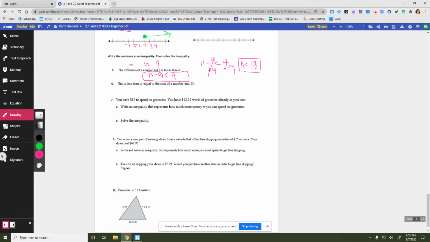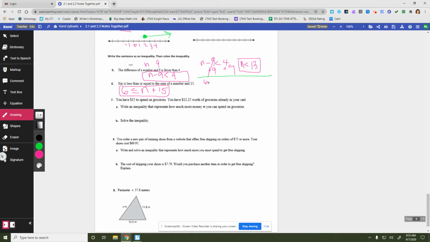The next one says 6 is less than or equal to, so we've got a 6. Less than or equal to means this symbol right here. And so it's less than or equal to the sum of a number and 15. So sum means addition, and some number, which we don't know, so we'll call n, the sum of some number and 15. So there is our inequality right there. So that's the first thing they asked us to do, to write an inequality that represented the sentence. Now maybe I'll make a little border here so that the work doesn't get all mixed up. Now let's solve that, right?